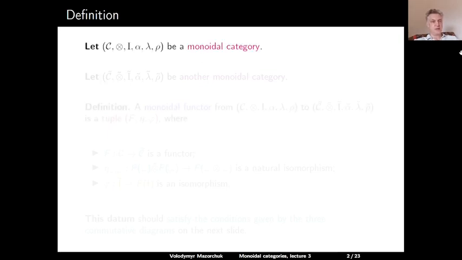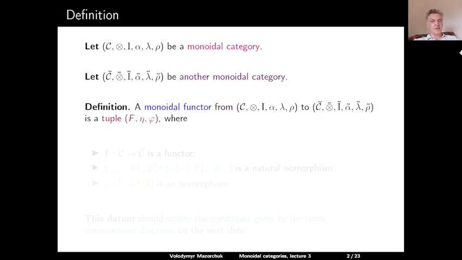Let C be a monoidal category. This means that we have a category C, a tensor product functor on it, we have fixed an identity object, and we have the associator and two unitors. Assume that we have another monoidal category C tilde with the corresponding structure denoted by the same symbols as for the category C, but with an additional tilde.